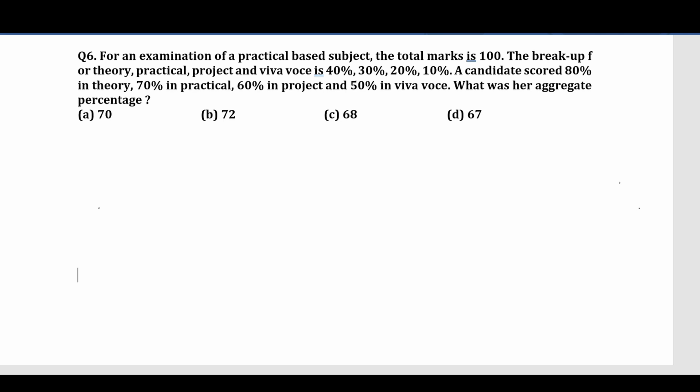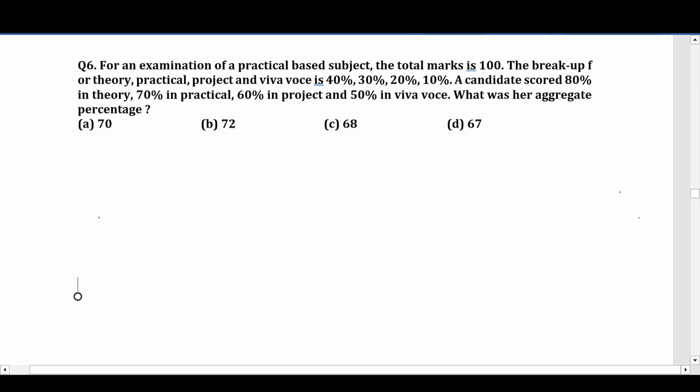Question number 6. For an examination of a practical based subject, the total marks is 100. The breakup for theory, practical, project and viva was 40%, 30%, 20% and 10%. The candidate scored 80% in theory, 70% in practical, 60% in project and 50% in viva. What was her aggregate percentage?